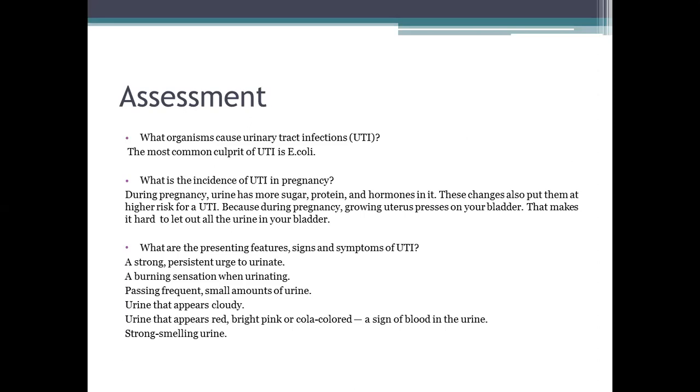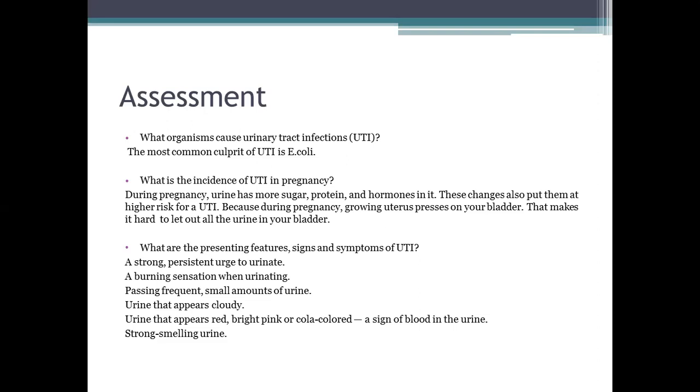The chances that a pregnant woman gets UTI are very high, because during pregnancy, urine has more sugar, protein, and hormones in it. And also during pregnancy, the growing uterus presses on the bladder, which ultimately results in slow urination, and it makes it hard for the urine to pass out.